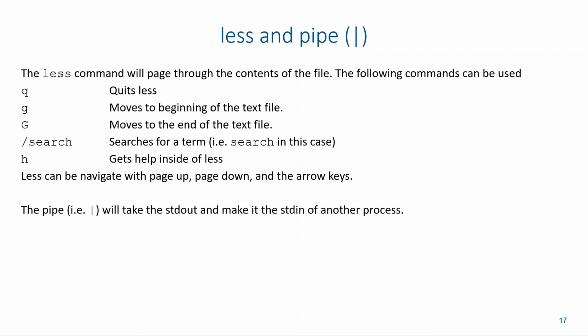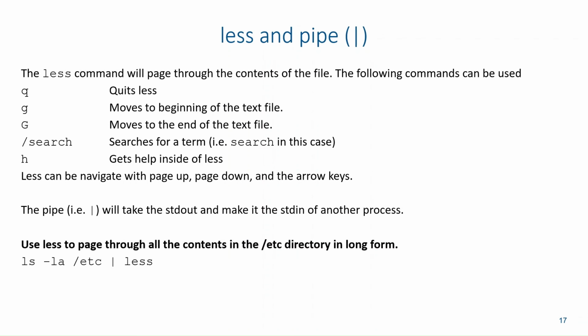The pipe operator will take the standard out and make it into a standard in of another process. So for example, if I wanted to show all the contents in the etc folder, I could use the ls, which shows all the files, L in long format, A, the hidden files of the etc folder. And then I could pipe in, which means we are going to have it use the standard in of another process, the less function, which would allow us to then add paging. So this would page through all the contents of the etc folder.